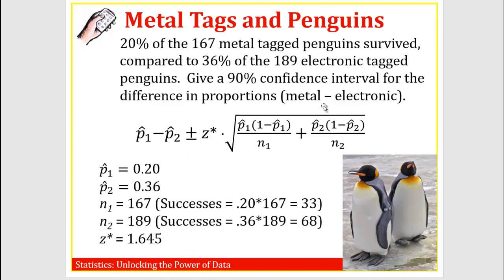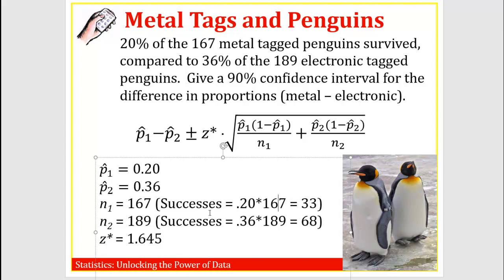All right, now we need to make sure we have all the other important information in order to use the formula appropriately. So we already had p hat 1 and p hat 2 were 0.2 and 0.36. We need to know n1 and n2, as you can see down here in the formula. So n1 was the number in our sample for the metal tags, which was 167. N2 is the number in our sample that were electronically tagged, which is 189. And then we just barely found z star to be 1.645. We can also determine the number of successes just by multiplying the proportion of successes times the sample size for each of our samples.